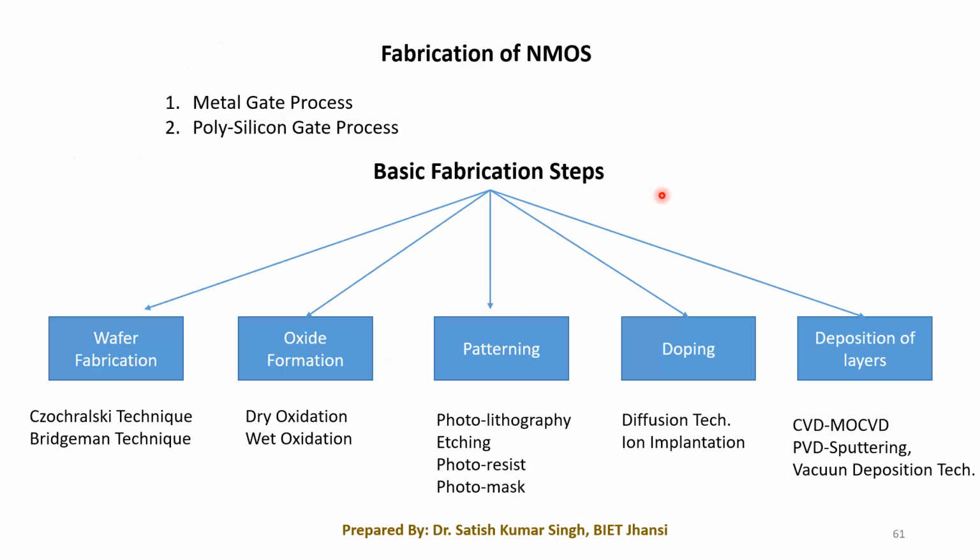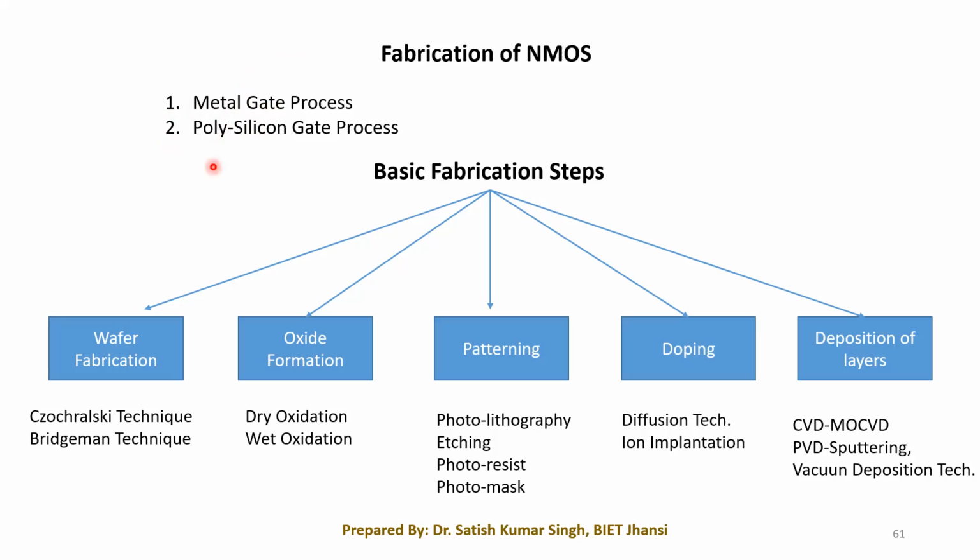While fabricating the NMOS transistor, we can have two different processes. Either we can follow the metal gate process, or we can follow the polysilicon gate process. These two processes are the most prominent. Nowadays we are using the polysilicon gate process, but I will be discussing in this lecture the metal gate process.